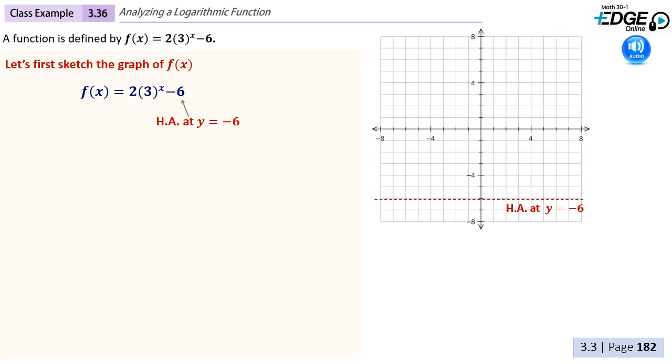Recall that the k value, the constant at the end, corresponds to the height of the horizontal asymptote. In order to identify the y-intercept, we can replace x with 0. Notice in the first step, we wrote 2 times 3 to the power of 0. I want to point out that that exponent of 0 is affecting the 3, but not the 2.